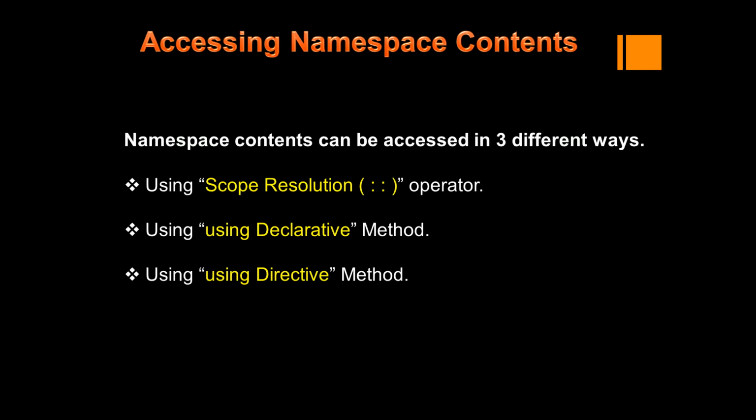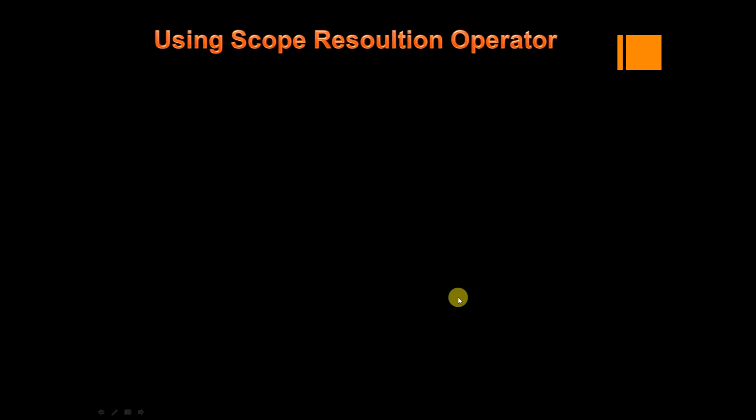In C++ we can access these namespace contents in three different ways. One is using the scope resolution operator. This double colon is nothing but the scope resolution operator. The second method is using the declarative method, and the third one is using the directive method. In today's session we'll see how to access the namespace contents by using the scope resolution operator.